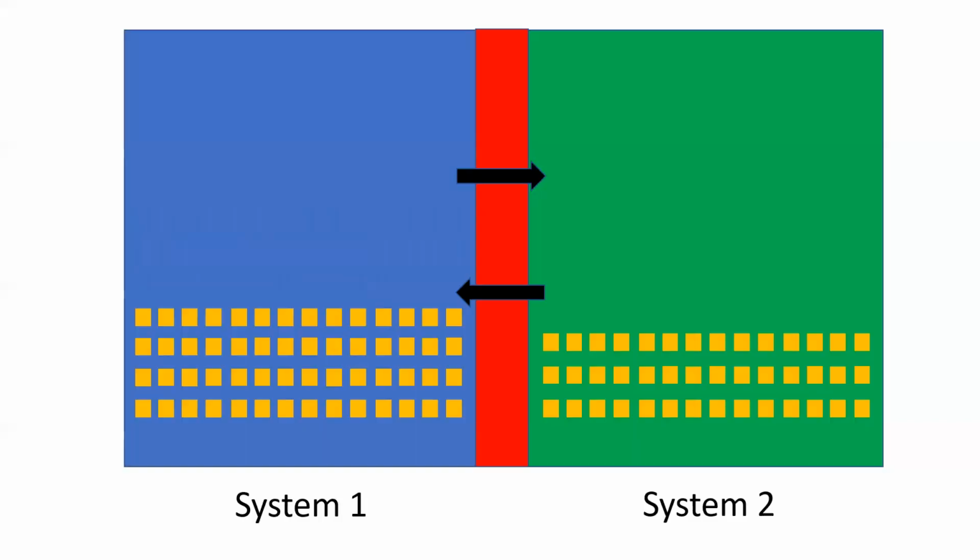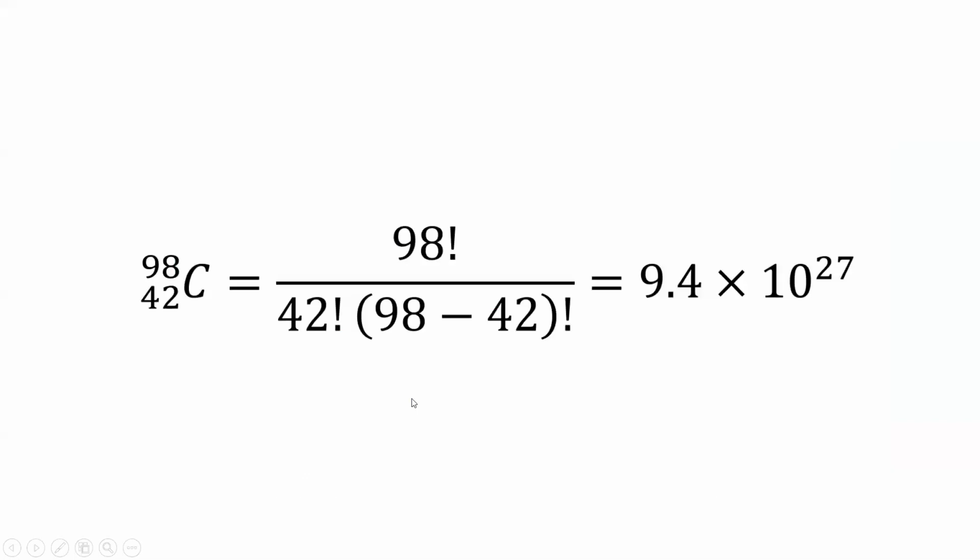But as soon as we put them into contact and we allow energy to pass between them, now there's, astronomical is not even the right word. An uncountable number of microstates are now available, because even for this particular macrostate, where you've got 42 on one side and 56 on the other, there are this many microstates.